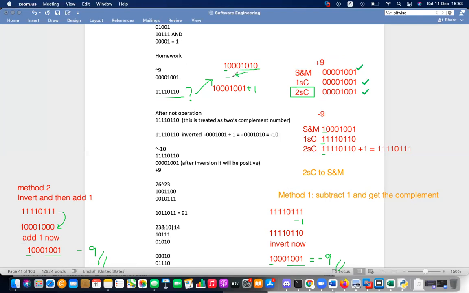What is the value? 10. So that is why you get -10.